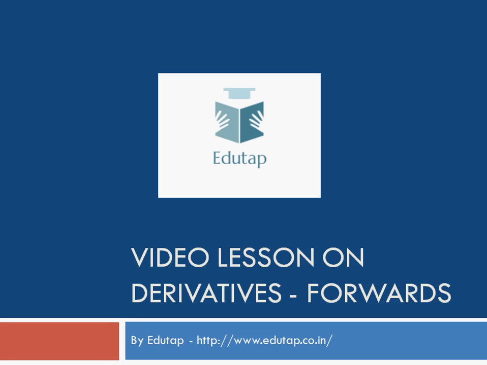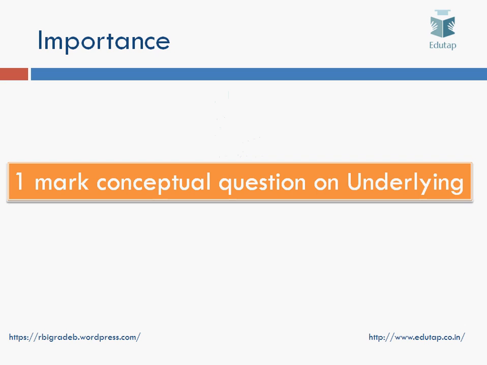Hello friends, today we will discuss forwards, which are part of the derivatives topic of the RBI Grade B examination. This is a very important topic. Last year there was only one question asked from this topic. As I said, last year there was only a 1 mark conceptual question on the underlying and the derivatives. We will learn about the underlying and the derivatives very soon in this video.